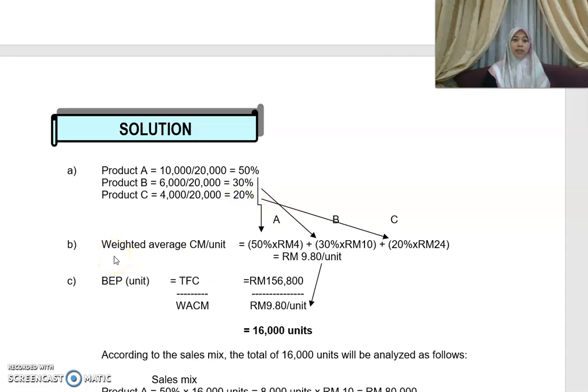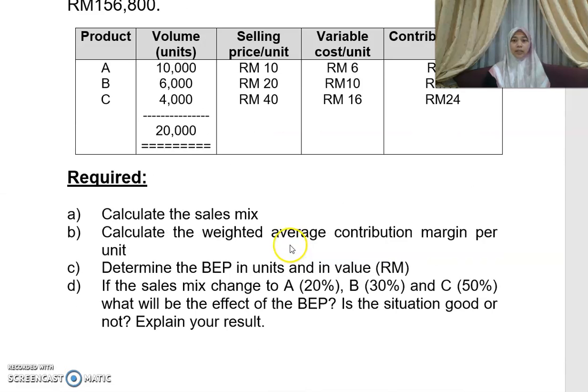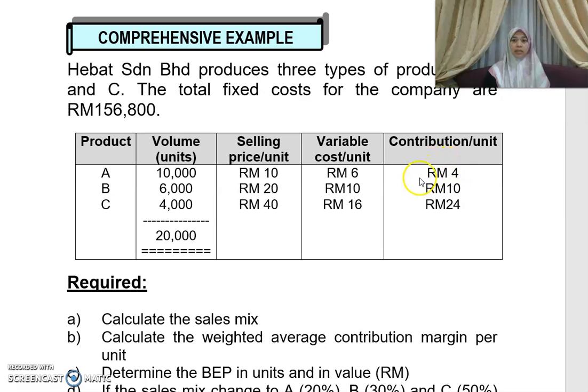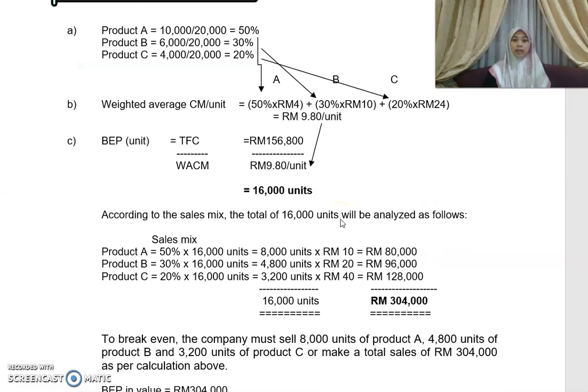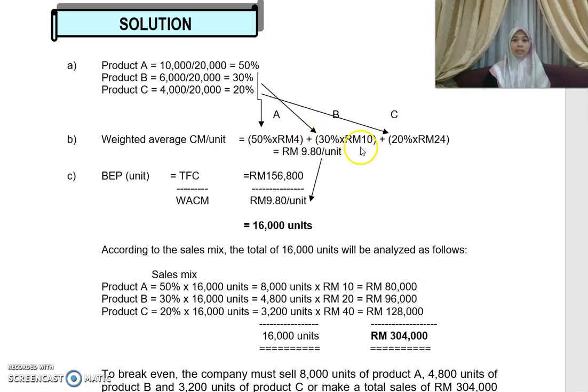Part B of the question required you to calculate the WACM. So weighted average contribution margin per unit, that will be 50% times the contribution of A, okay, 50, 30, and 20. So you already worked out the contribution margin. If the question is silent, you can work out the contribution margin as sales minus your variable cost. In this case, you are being given the contribution margin per unit. So you take the 4, 10, and 24. So you work out 50% times 4 plus 30% times 10 plus 20% times 24. So you will get 9 ringgit and 80 cent per unit. That is the weighted average contribution margin.